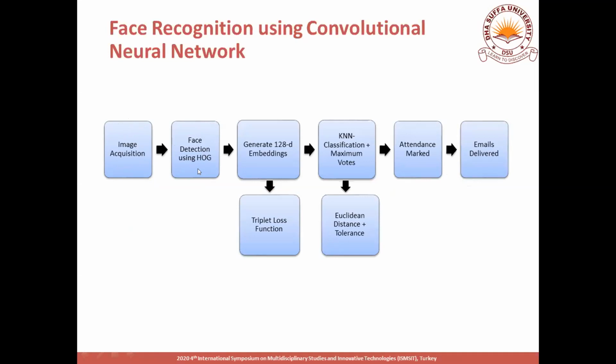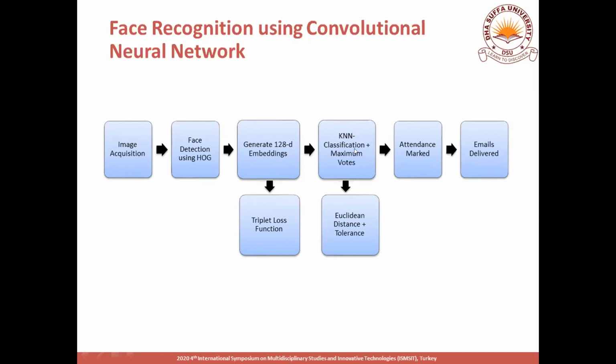After creating a bounding box, we take those face images and generate 128D embeddings of them. What are the 128D embeddings? They are simply 128 real-valued numbers which quantify the face image. After that, the training is done using the triplet loss function, which I will explain in the next slide. For classification, we are using KNN classification along with maximum vote counts in order to increase the chances of correct face recognition.